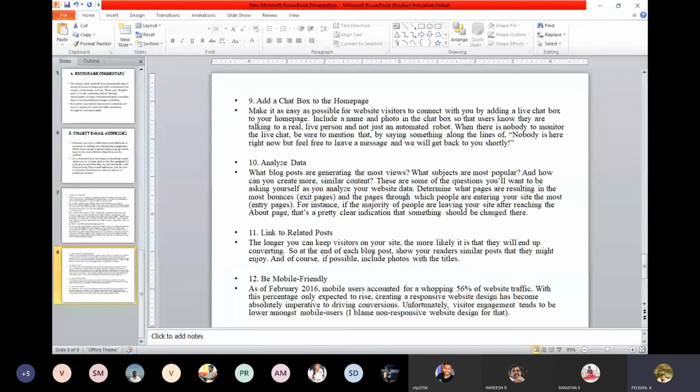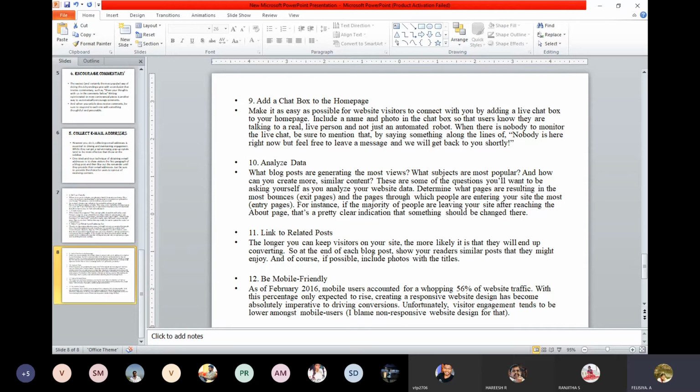Next is add a chat box to the home page. Sometimes you have an automatic or artificial intelligence chat box that pops up, where people feel like there is a live person available at the right side of your web page. Why? Because if some visitors don't understand what your web pages are about, this chat box is like customer care for them.